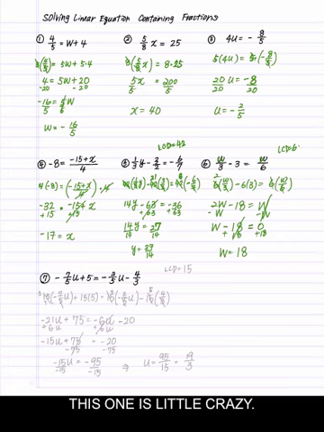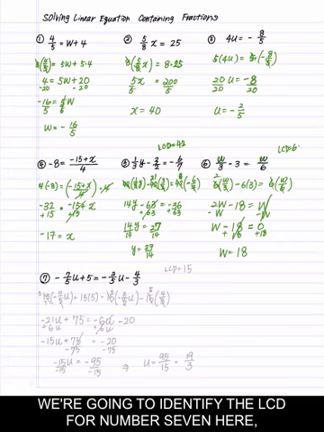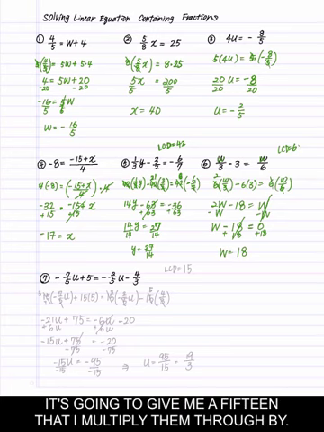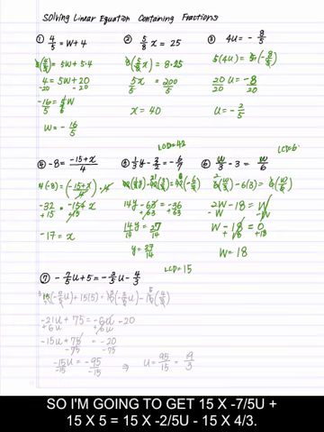This one's a little crazy. We are going to identify the LCD for number 7 here, which is going to be between the 5 and the 3. It's going to give me a 15 that I'm multiplying through by. So I'm going to get 15 times negative 7/5 U plus 15 times 5 equals 15 times negative 2/5 U minus 15 times 4/3.